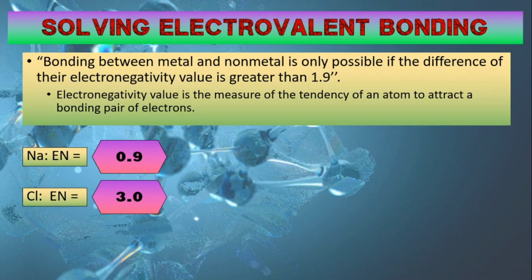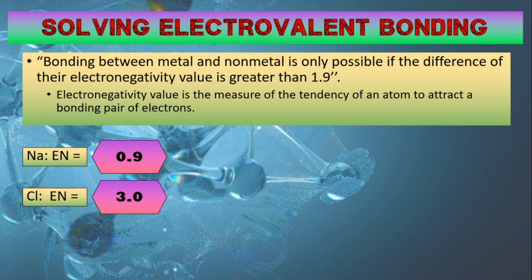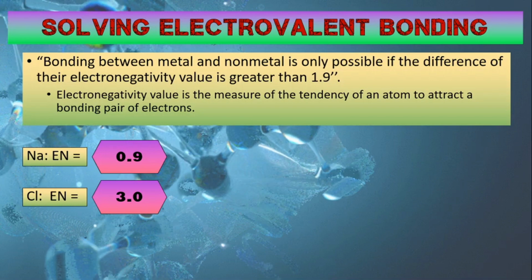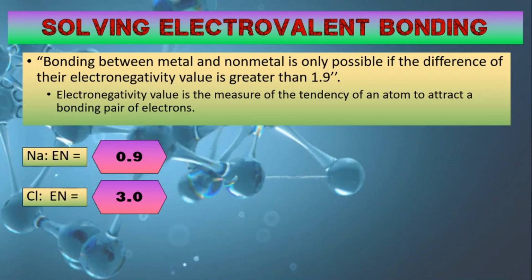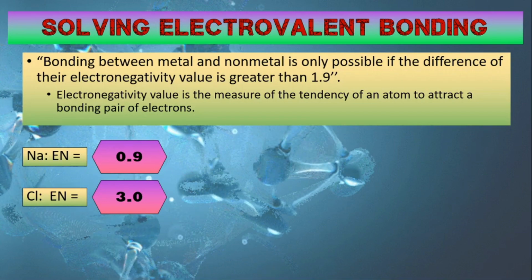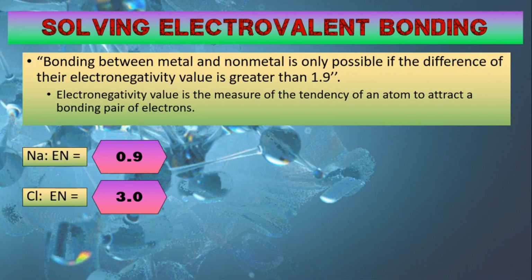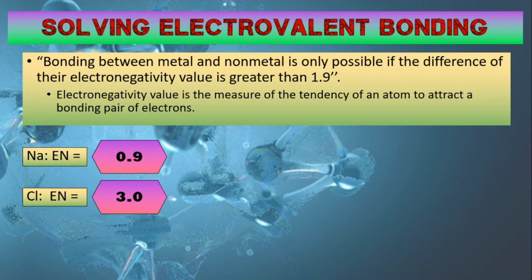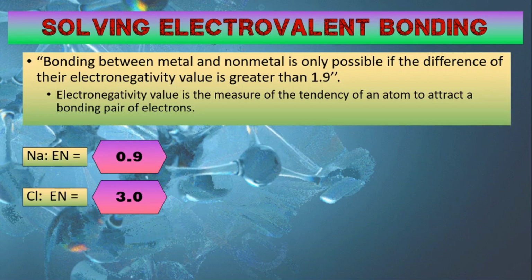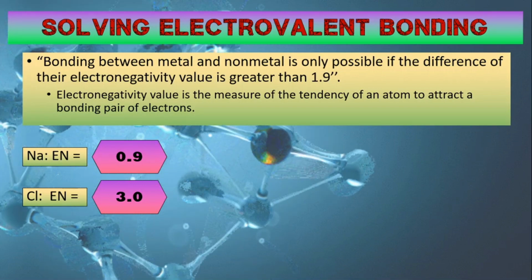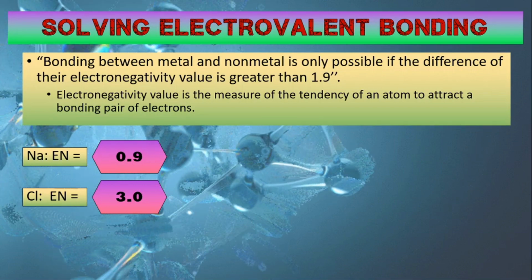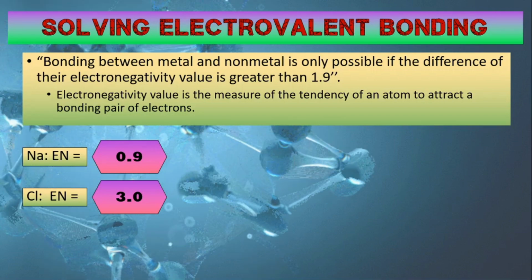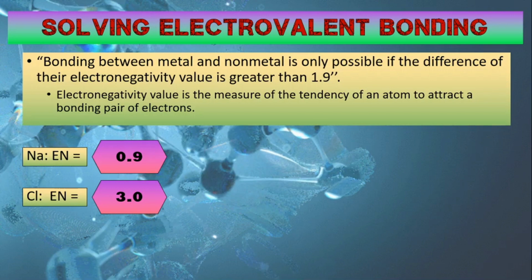So how do we determine that a certain compound or molecule is bonded through ionic or electrovalent bond? The bonding between metal and nonmetal is only possible if the difference of their electronegativity value is greater than 1.9. Electronegativity value is the measure of the tendency of an atom to attract a bonding pair of electrons.